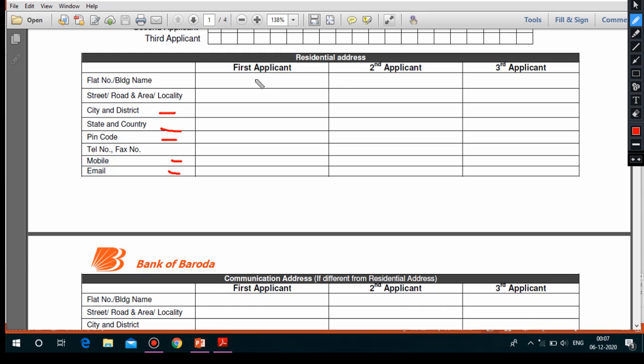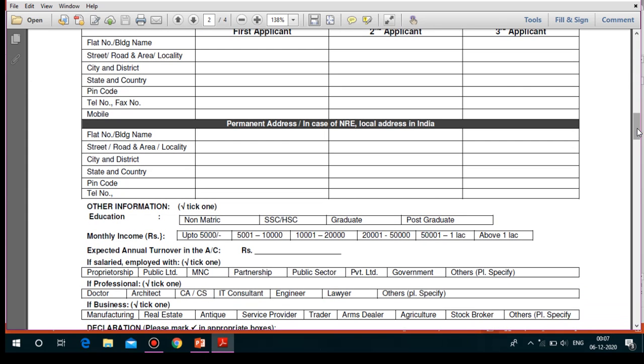If the first applicant is an individual, then you have to mention your details. If it is a joint account, how many members are there in the joint account? 1, 2, 3. So that applicant's address will come here. Then communication address: if it is the same as the residential address, then just mention same as above. Then permanent address, if it is the same as the residential address, you can mention. In case of NRI, they have to mention their permanent address here. NRI means non-residents of India.